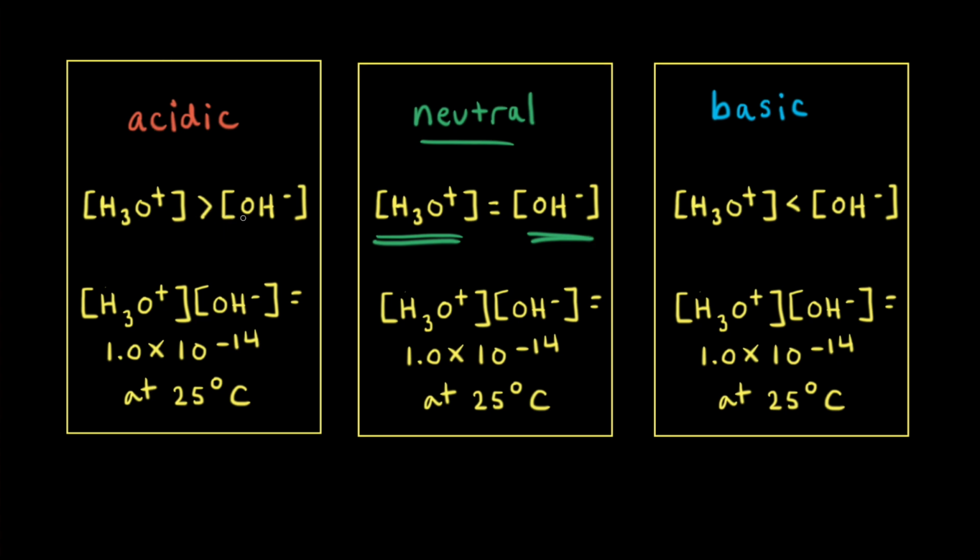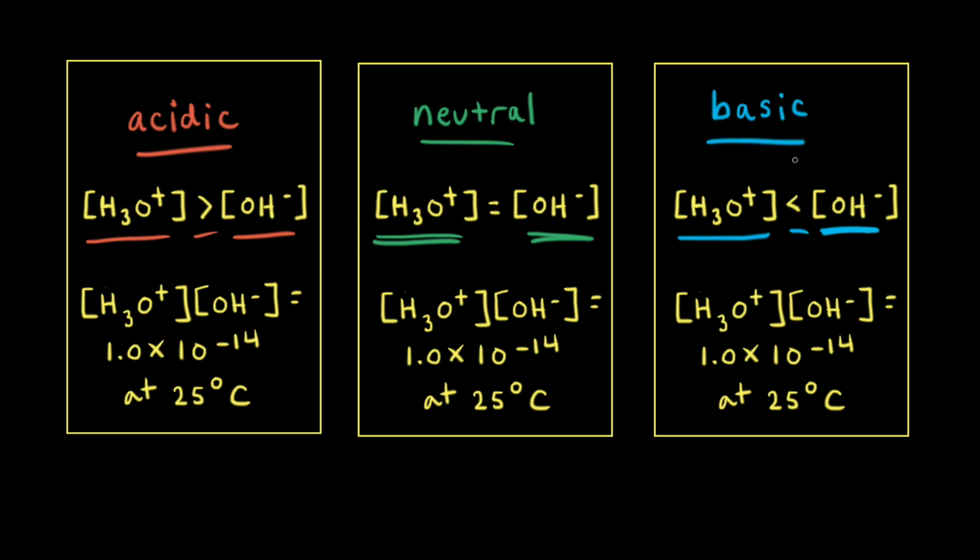If an aqueous solution has a concentration of hydronium ions that's greater than the concentration of hydroxide ions, we would classify the solution as an acidic solution. And if an aqueous solution has a concentration of hydronium ions that's less than the concentration of hydroxide ions, or you could say the concentration of hydroxide ions is greater than that of hydronium, the solution would be considered a basic solution.